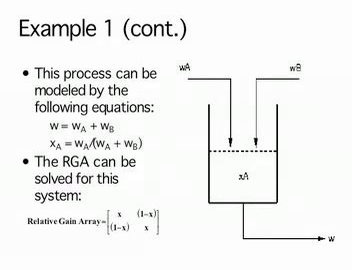This system is modeled with these equations, where W is the sum of the entering flow rates WA and WB, and XA is calculated from the flow rate of A divided by the sum of the entering flow rates A and B. The relative gain array can be solved for the system giving the matrix shown here.